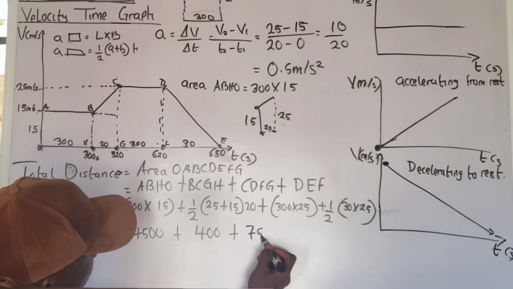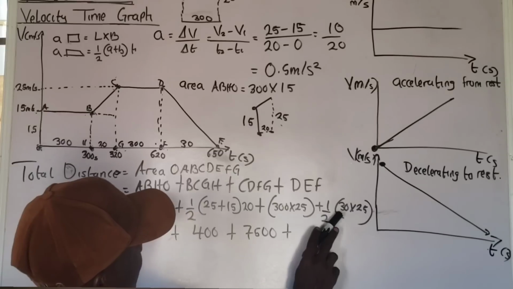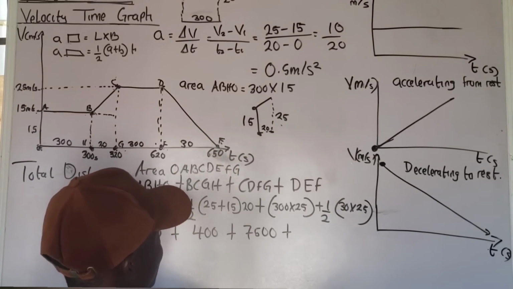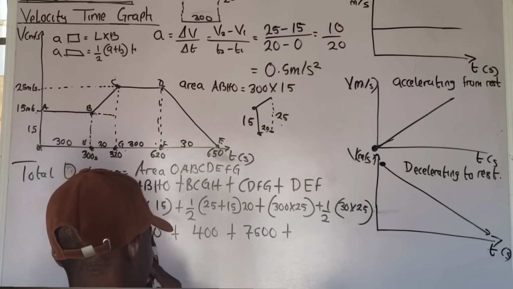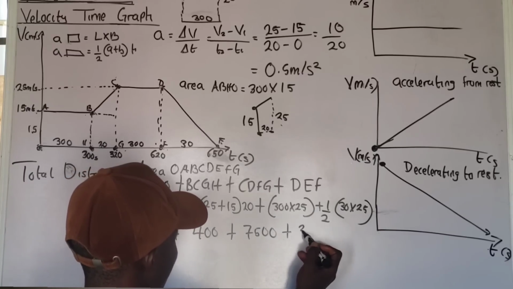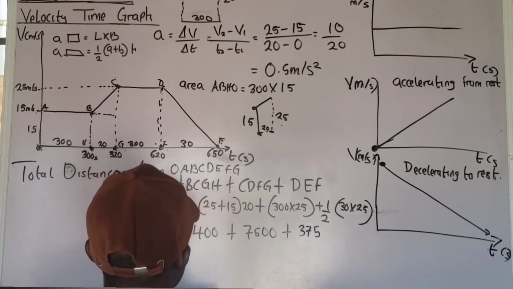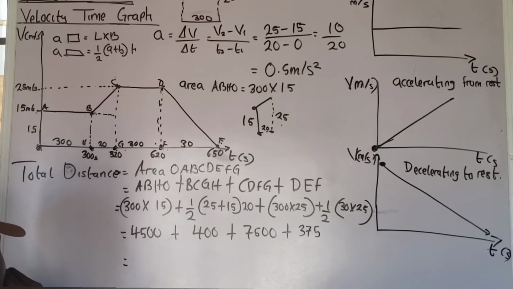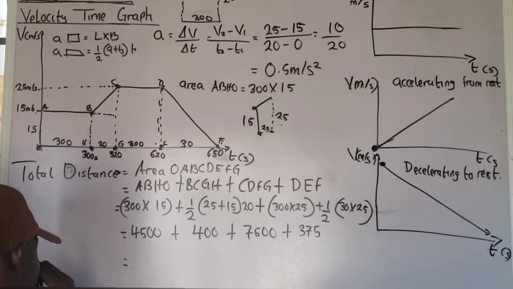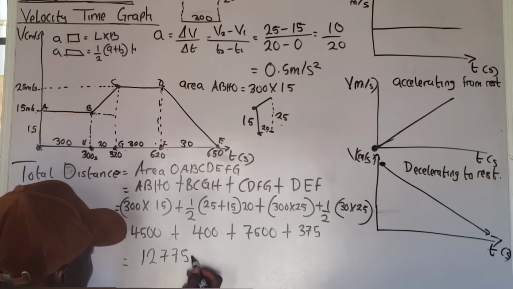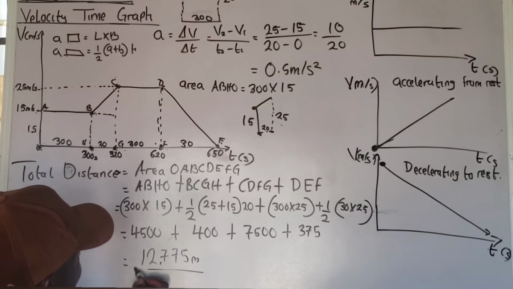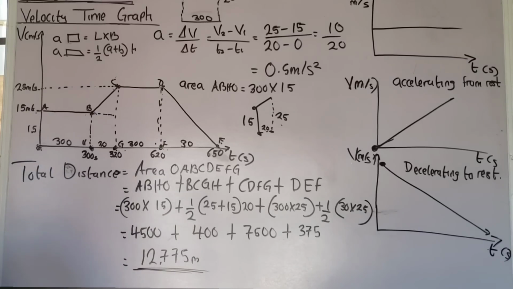7,500 plus 30 times 25, that is 750. 750 divided by 2, that will give us 375, okay? 375. So if you add all this together, we're going to get the area. That will be 12,775 meter. That is the area, which is total distance.